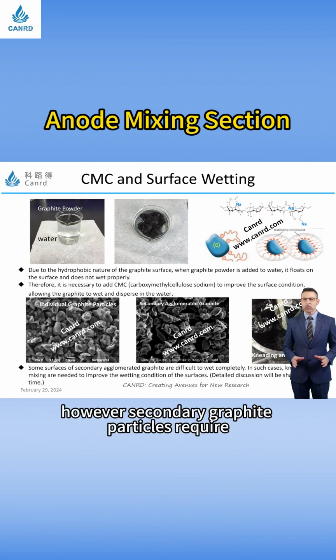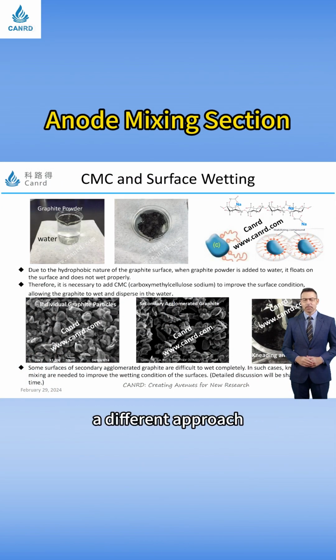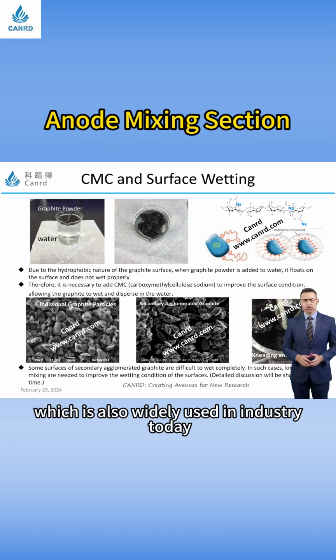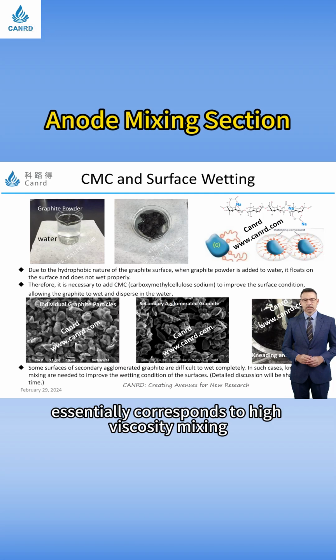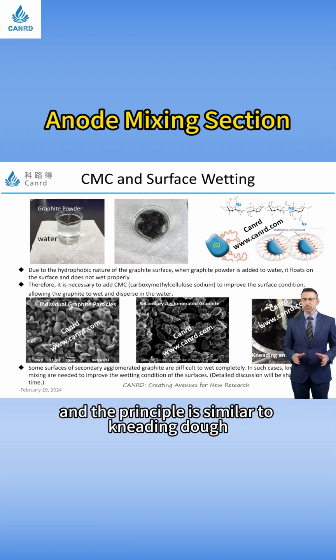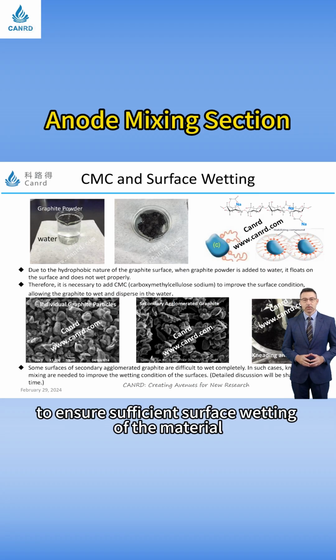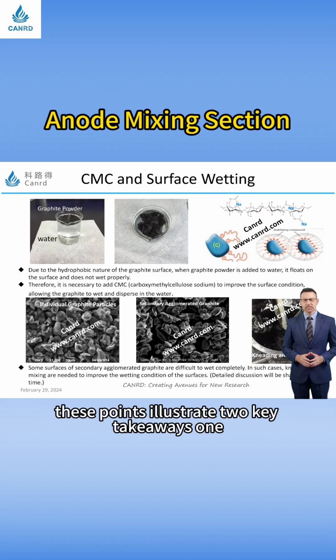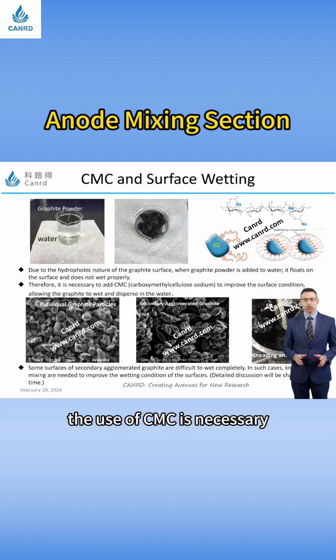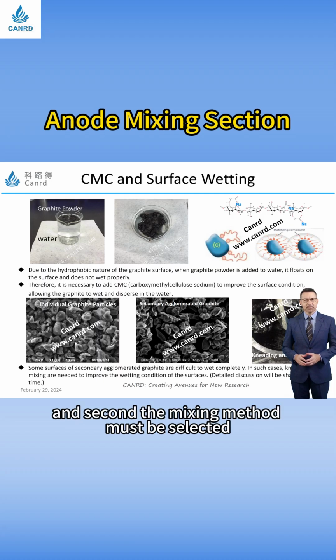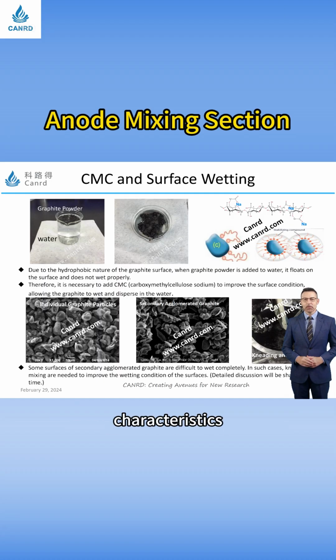However, secondary graphite particles require a different approach, namely kneading mixing, which is also widely used in industry today. This method essentially corresponds to high viscosity mixing, and the principle is similar to kneading dough, adding a small amount of water and continuously kneading to ensure sufficient surface wetting of the material. These points illustrate two key takeaways. First, the use of CMC is necessary, and second, the mixing method must be selected according to the material characteristics.